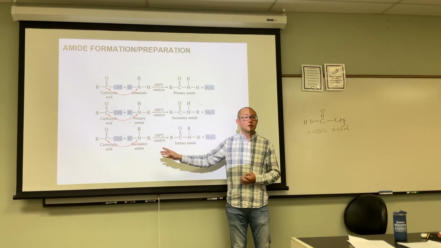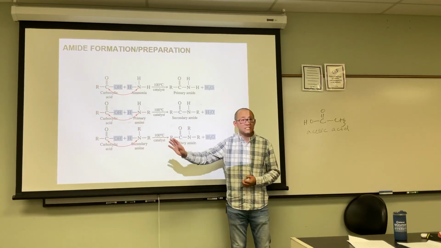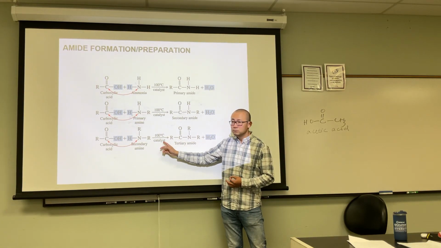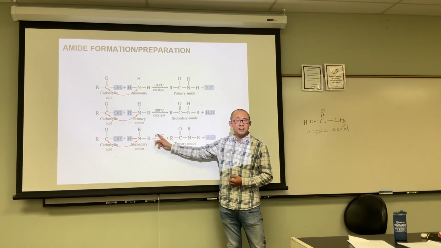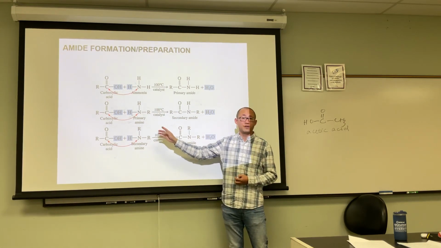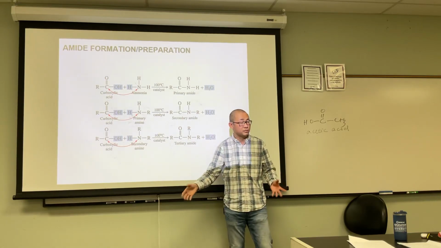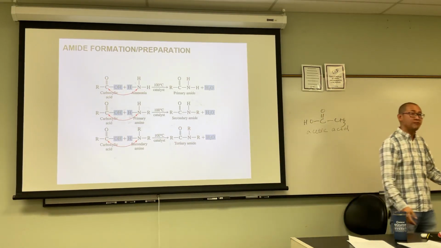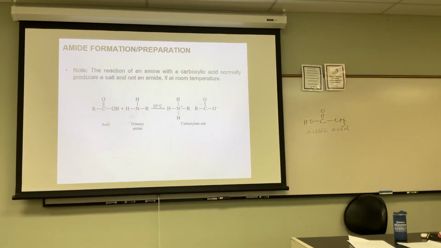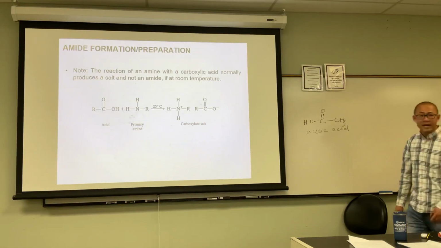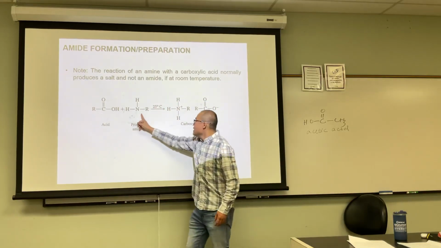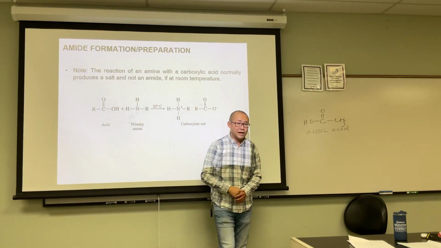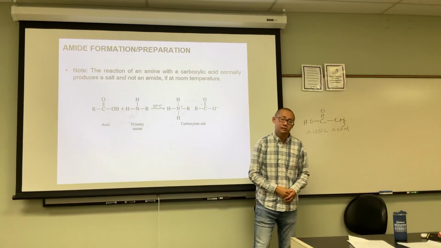Now, if I don't specify anything, or when you see on the arrow it's not a temperature of 100, it's a low temperature, like room temperature. For example, 25 degrees Celsius, like we're in now, the room is around 25 degrees Celsius. The reaction between an amine and an acid will not give you an amide, but something else.